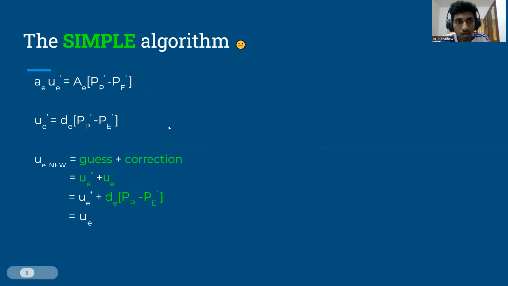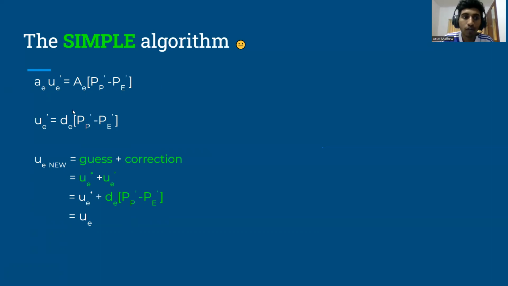Now, after we omitted the second term, we get an expression like this, which says AE UE dash, which means the velocity correction at a point is the effect of pressure correction at the neighboring points. Here, when we divide the whole expression by AE, we get velocity correction equal to dE into PP dash minus PE dash, where dE is equal to AE by small ae, which I said earlier.